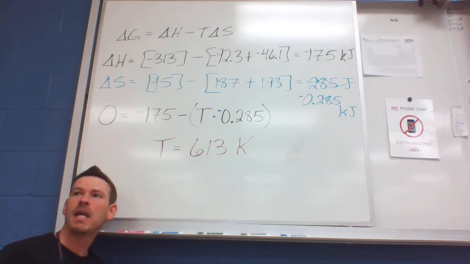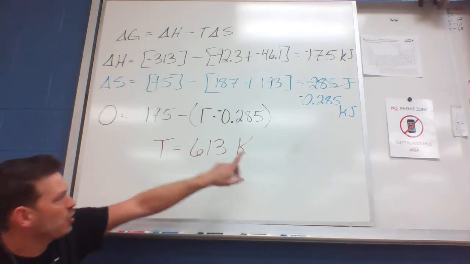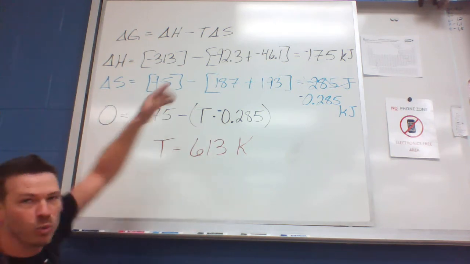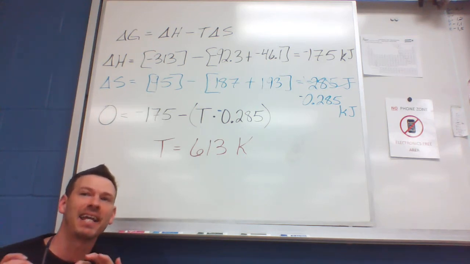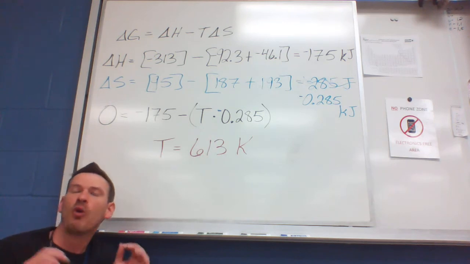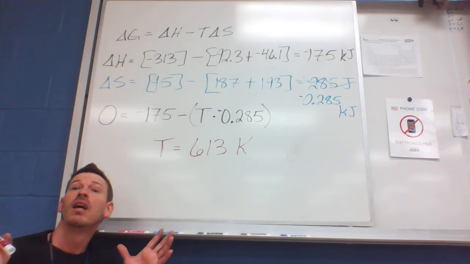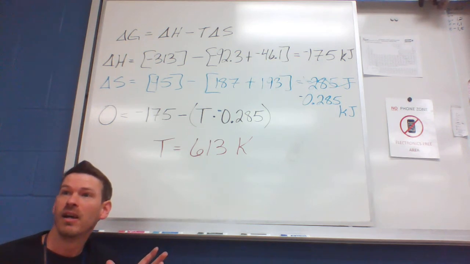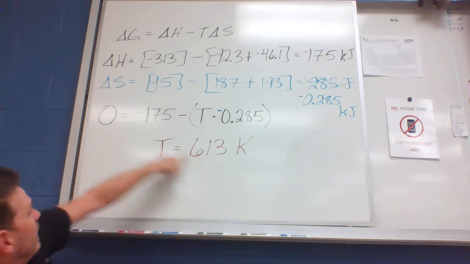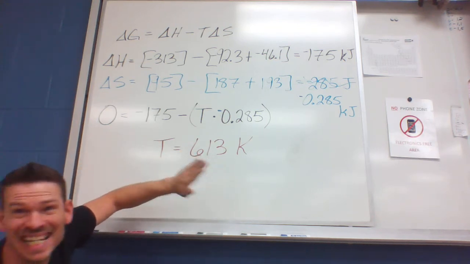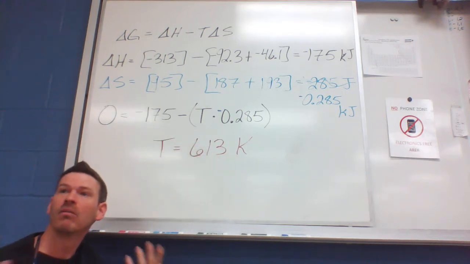Now, you'll want to keep in mind what the 613 Kelvin is actually telling you. That means that if the reaction takes place at this temperature, G equals 0. But remember, in order to make it thermodynamically favored, G's got to be negative. So then what must be true? For it to be spontaneous, we need the reaction to take place at a temperature that is below 613. Because when it's 613, it's 0. So if this is any number lower than that, it'll make it negative. Therefore, spontaneous.